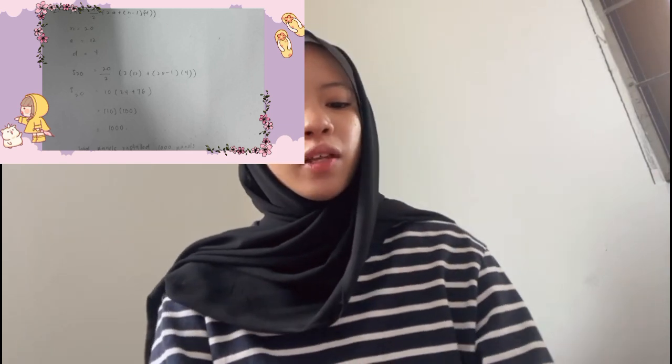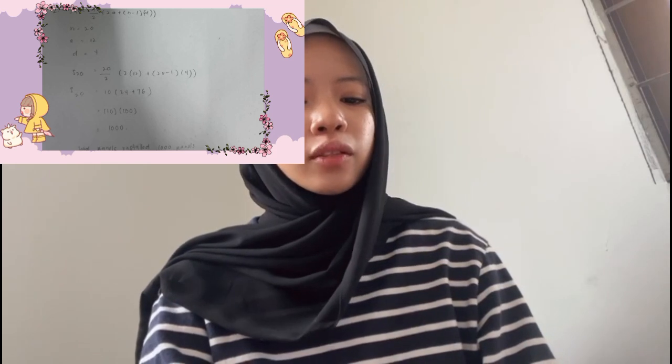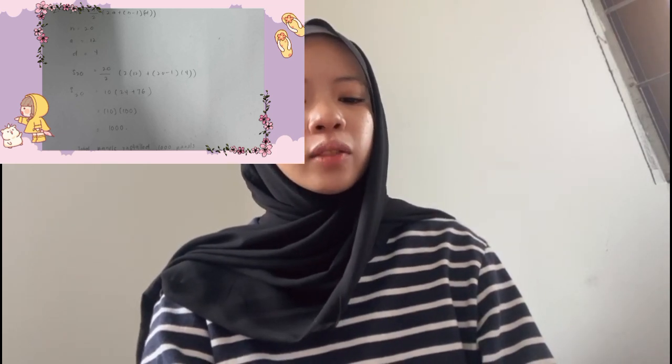Total panels installed in 20 days. We use the formula for the sum of the first n terms of an arithmetic sequence: S_n equals n divided by 2 times (2a plus (n minus 1)d). Here, n equals 20, a equals 12, d equals 4. Substitute the values: S_20 equals 20 divided by 2 times (2(12) plus (20 minus 1)(4). Simplify: S_20 equals 10 times 24.